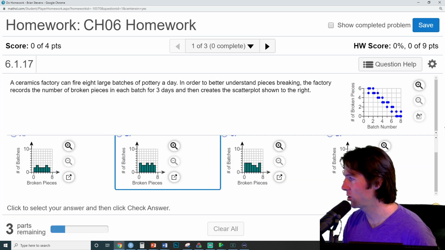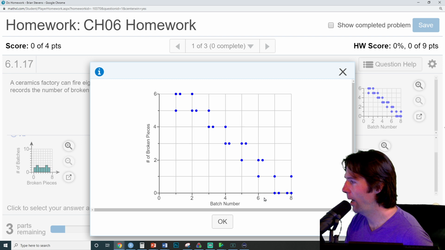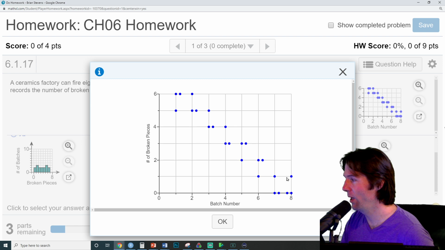Let's treat this as a univariate display. How many times do we have, and I think it's bin for 0, how many times are there 0 broken pieces? Does everyone see how I'm reading this left to right? Because broken pieces is here. How many times are there 0 broken pieces? Careful. How many times are there 0? 4. How many times are there 1 broken pieces?